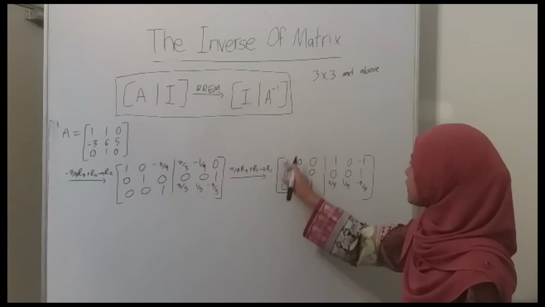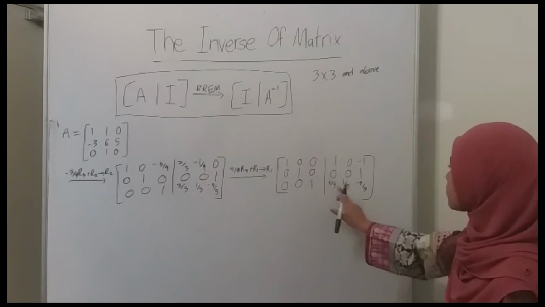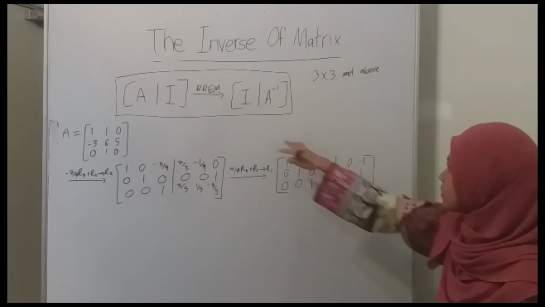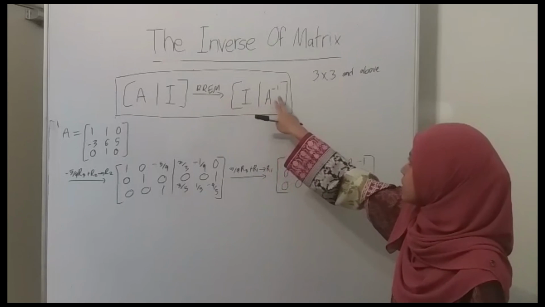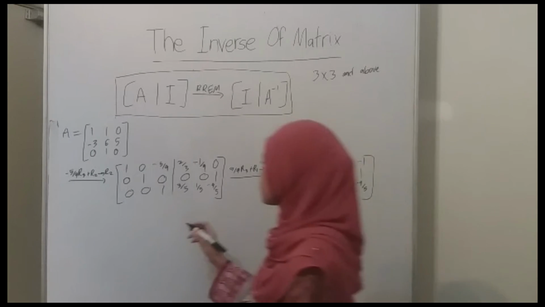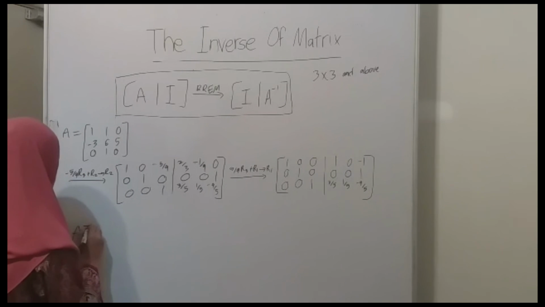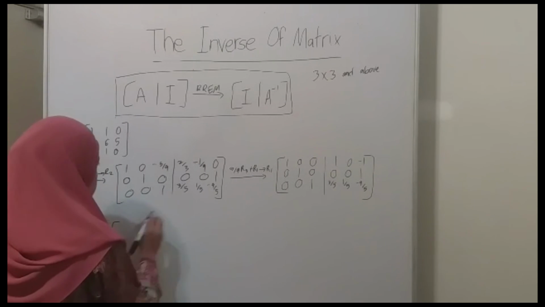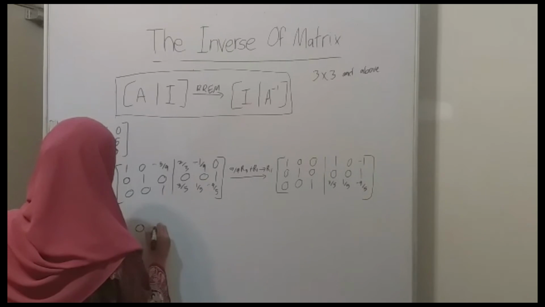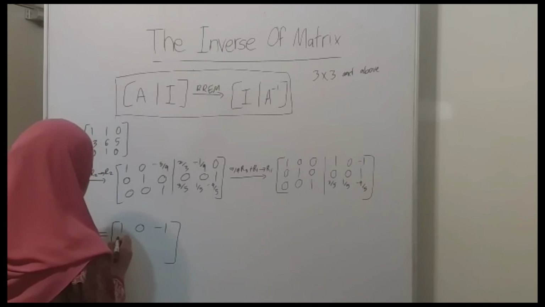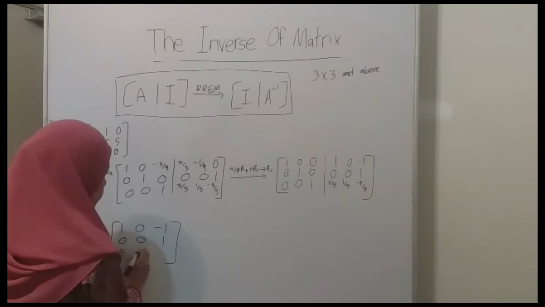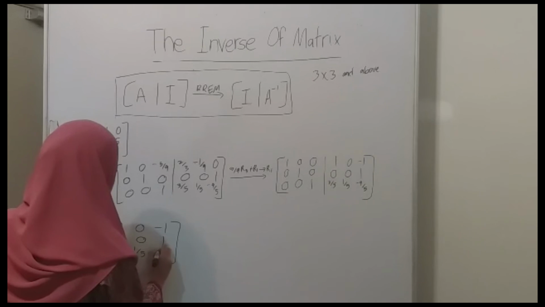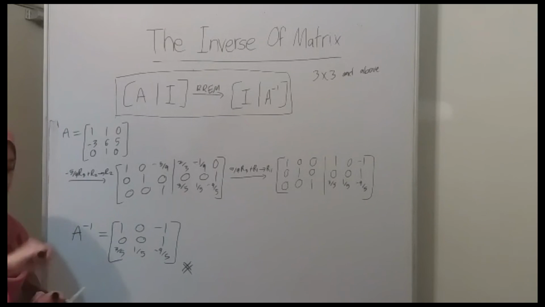So we already get the identity for the matrix A, which is going to be like this. This one identity and this one the inverse of A. So the inverse of A is 1, 0, negative 1, and then 0, 0, 1, 3 over 5, 1 over 5, and negative 9 over 5. So this is the answer.